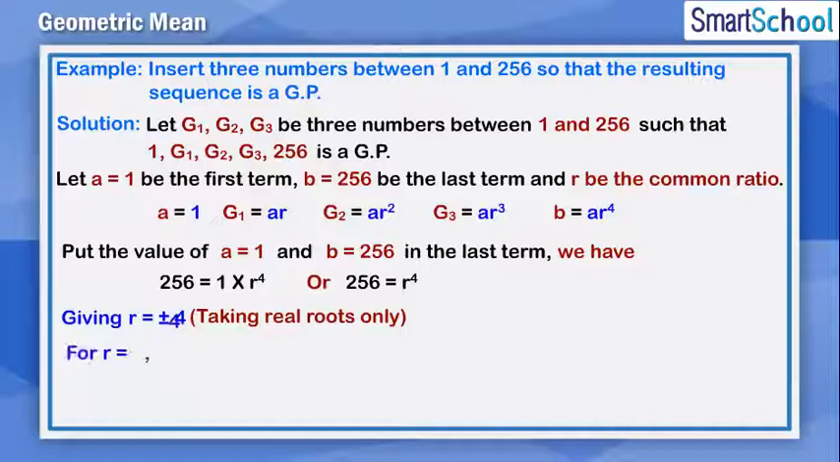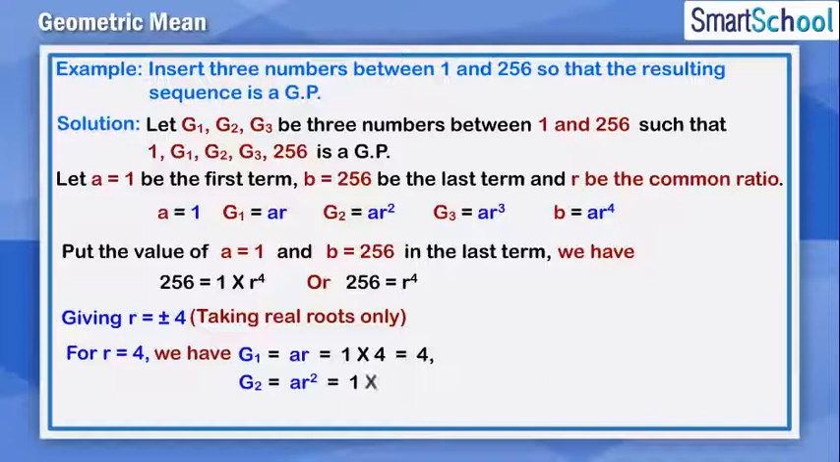For r is equal to 4, we have G1 is equal to ar is equal to 1 into 4 is equal to 4. G2 is equal to ar raised to the power 2 is equal to 1 into 4 raised to the power 2 is equal to 16. G3 is equal to ar raised to the power 3 is equal to 1 into 4 raised to the power 3 is equal to 64.